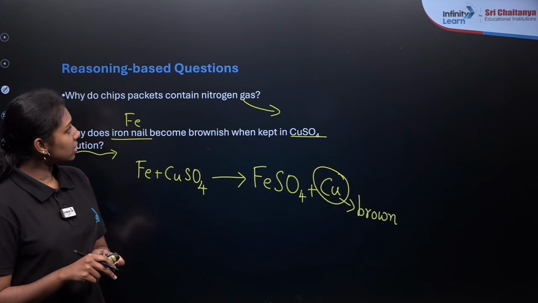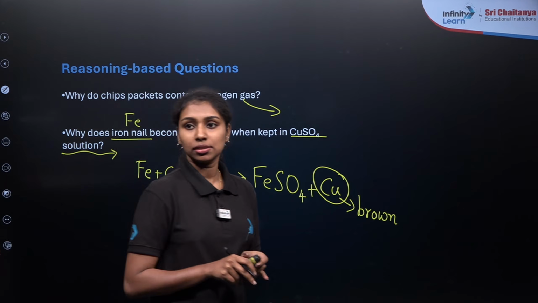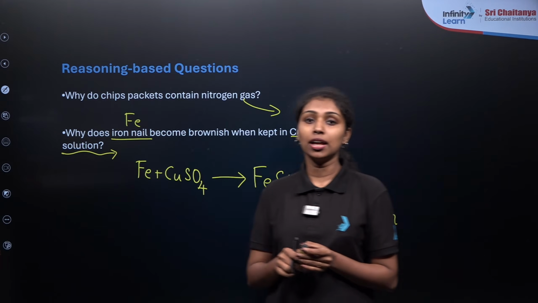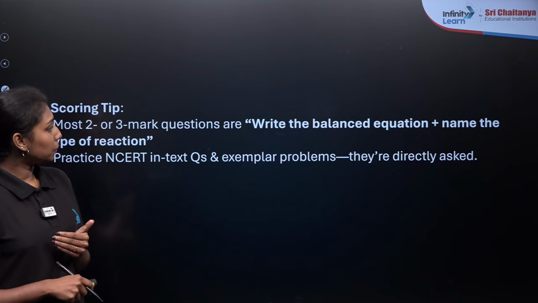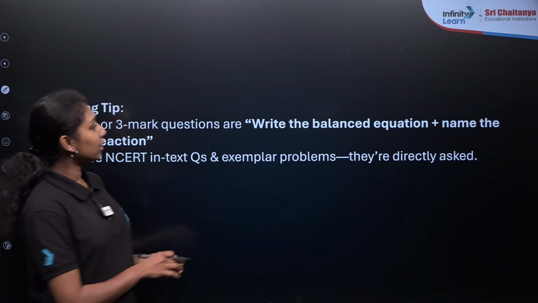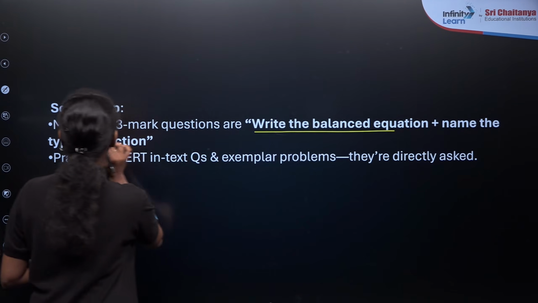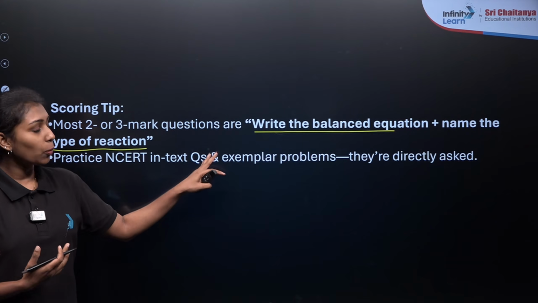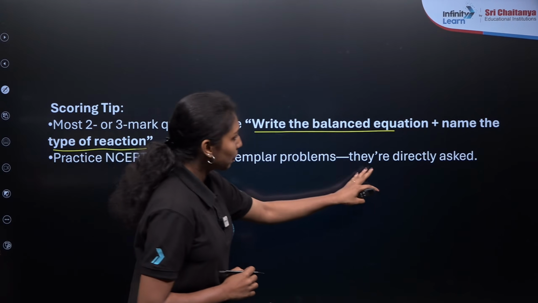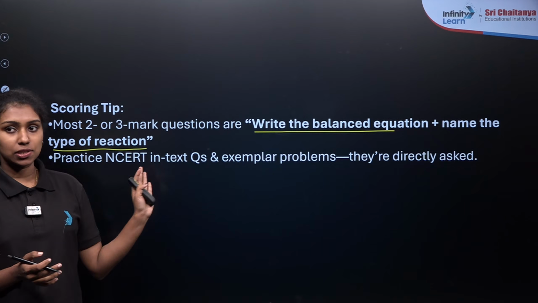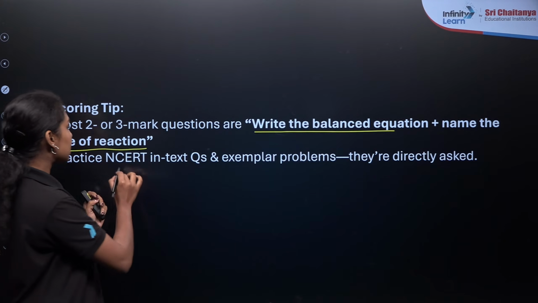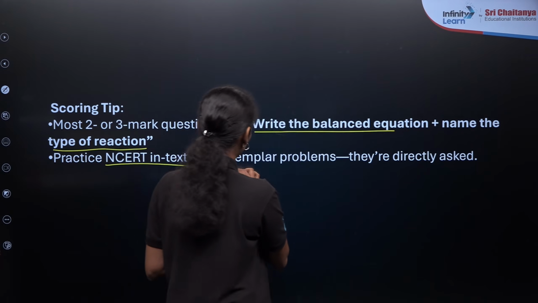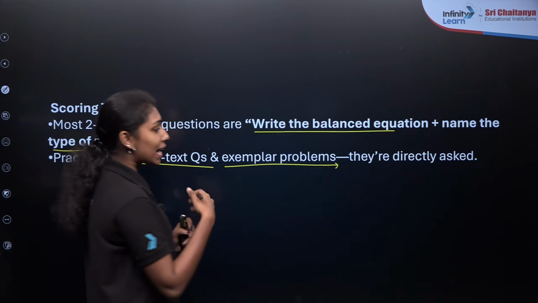So this is a high weightage chapter from the CBSE syllabus. I am repeating again, balancing of chemical equation is very important. So practice more questions from the chapter itself. So there is a scoring tip. Write the balanced equation and name the type of reaction, mostly for the 2 or 3 mark question. If you are asked any question based on the chemical equation, first write down the balanced chemical equation and name the type of reaction. That will make it very easy to get high marks. And practice NCERT in-text questions as well as the exemplar problems given in the textbook. That will be really helpful for you to score maximum in the chemistry subject.